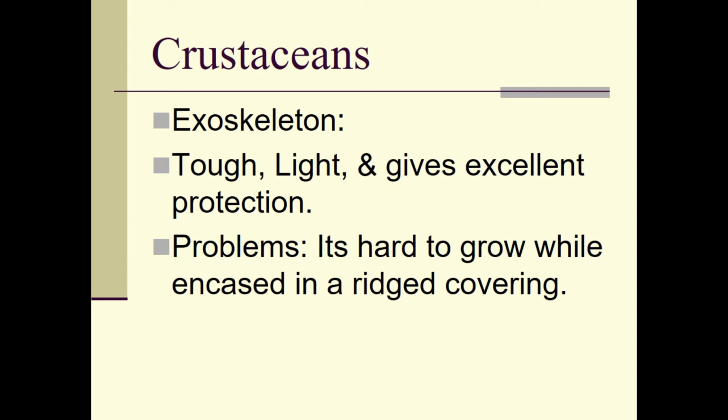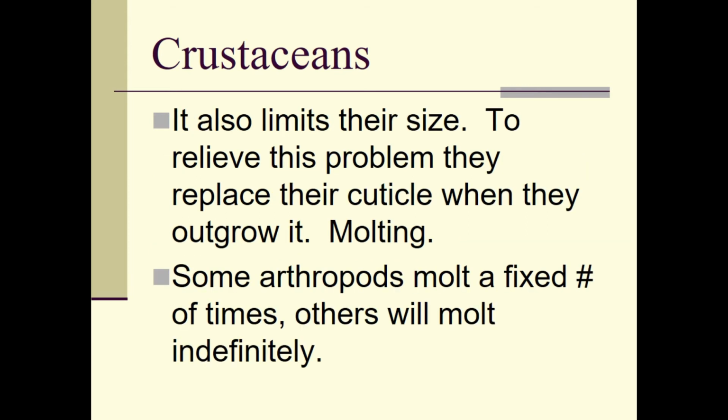The downfall is that for those 48 hours or so, they're pretty vulnerable, because that tough protective exoskeleton is not so tough; it's soft and pliable, and that makes them more vulnerable. It also limits their size, because of that exoskeleton, they can only get so big. To relieve this problem, they replace their cuticle when they outgrow it by molting, which I just explained. Some arthropods molt a fixed number of times, meaning they'll only molt so many times in their lives. Others will molt indefinitely, so just as they keep growing, they keep molting. The interesting part is if they lose a body part, when they molt, they will grow that body part back.